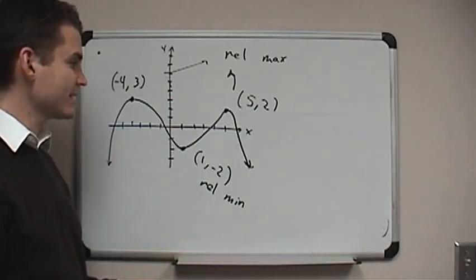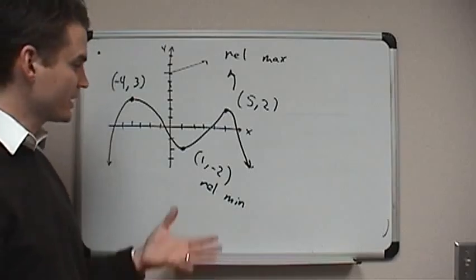So graphically, pretty easy to find these things. In this case, we've got 2 relative maximums, 1 relative minimum.